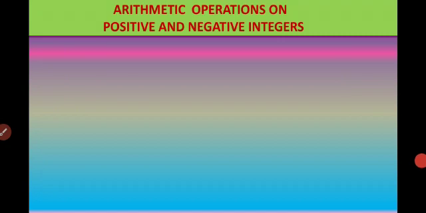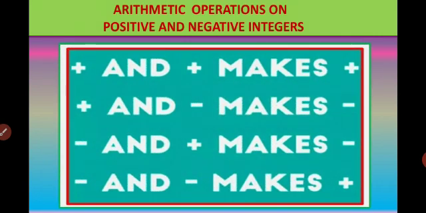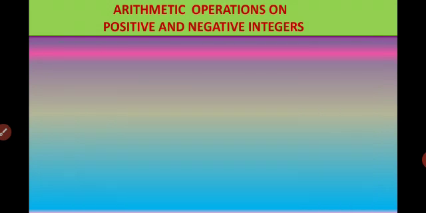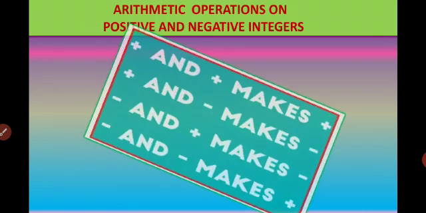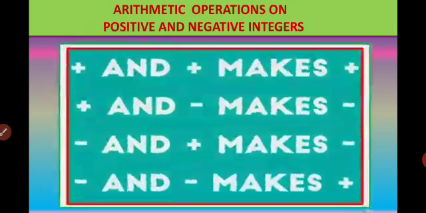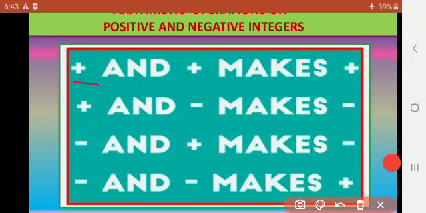Now the arithmetic operations on positive and negative integers. Here when you multiply positive with positive, that is plus and plus, the answer is plus. Similarly, when you multiply minus into minus, the answer is plus. So plus into plus is plus, minus into minus is plus. But plus into minus will be minus and minus into plus will be minus.